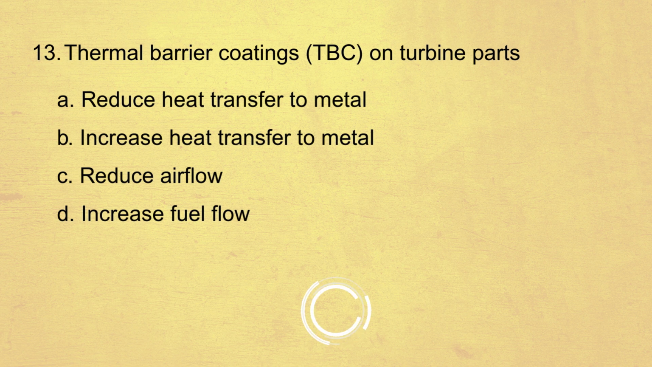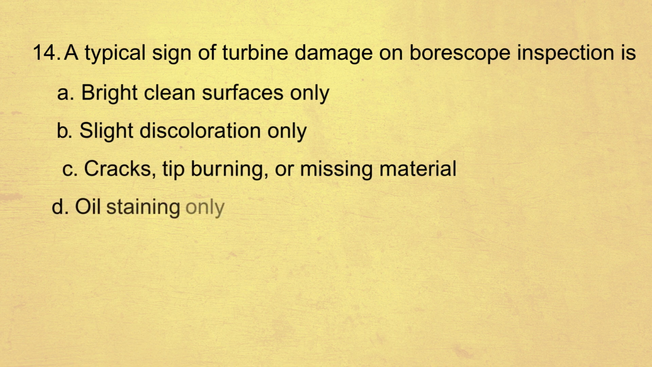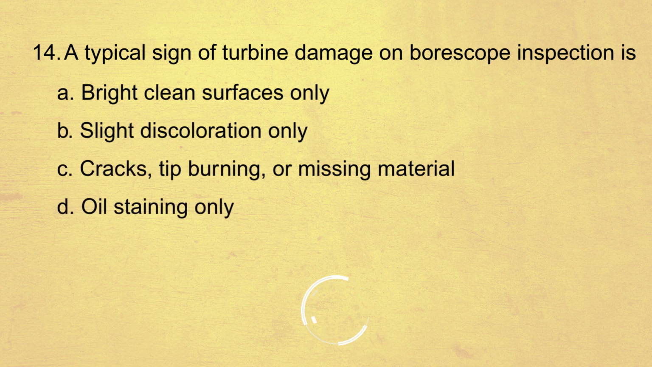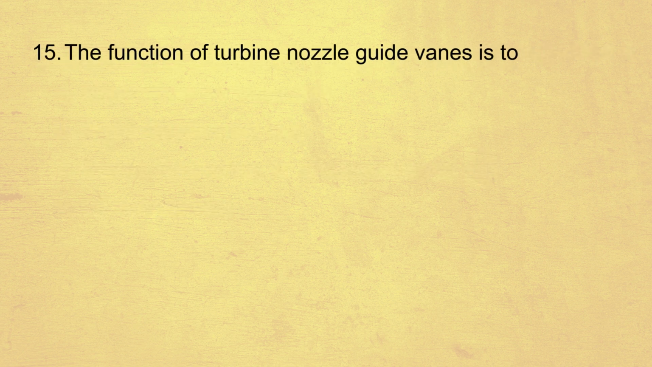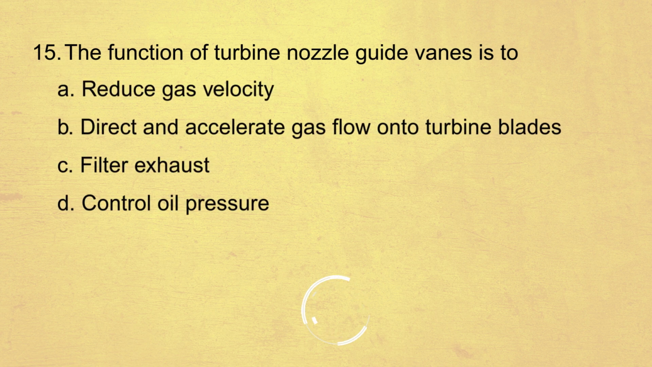Thermal barrier coatings (TBC) on turbine parts reduce heat transfer to metal. A typical sign of turbine damage on borescope inspection is cracks, tip burning, or missing material. The function of turbine nozzle guide vanes is to direct and accelerate gas flow onto turbine blades.